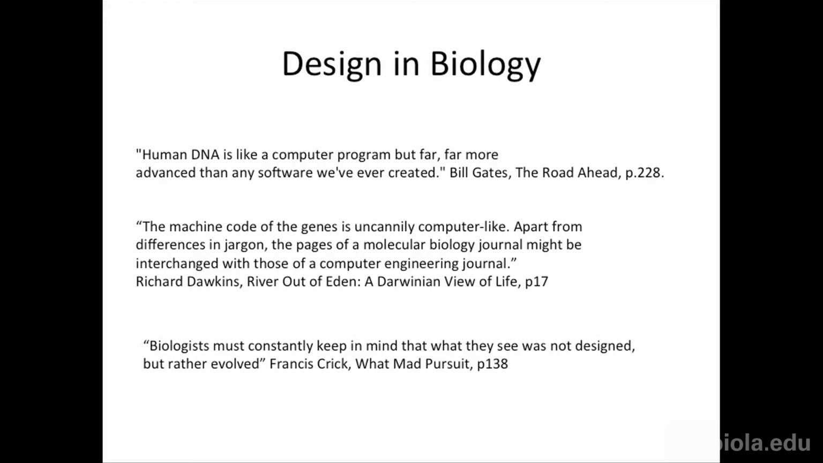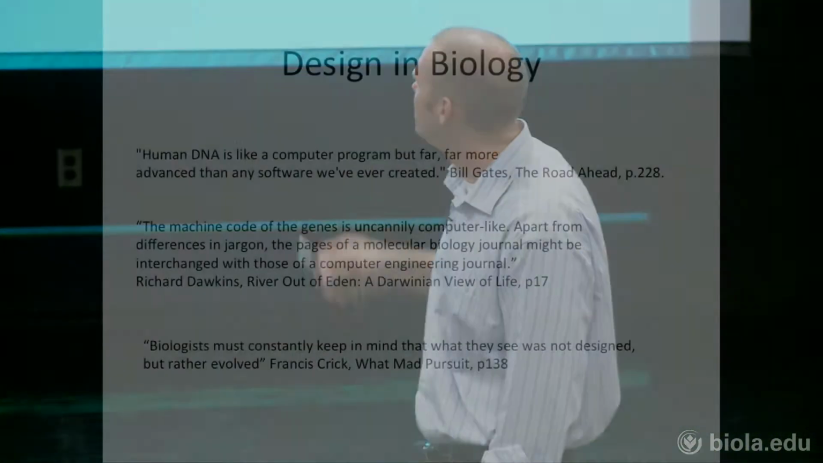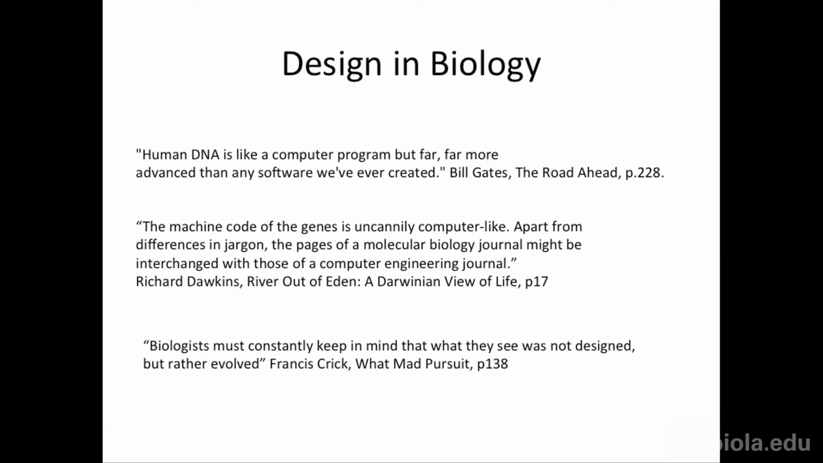So I want you to think about the genome as being software. It's information in a code that's telling the cell to do certain functions. So it's not just an intelligent design thing, it's a computer programming thing. And even avowed atheists like Richard Dawkins say, the machine code of genes, so the genome, is uncannily computer-like. Apart from differences in jargon, the pages of a molecular biology journal might have been interchanged with those of a computer engineering journal.